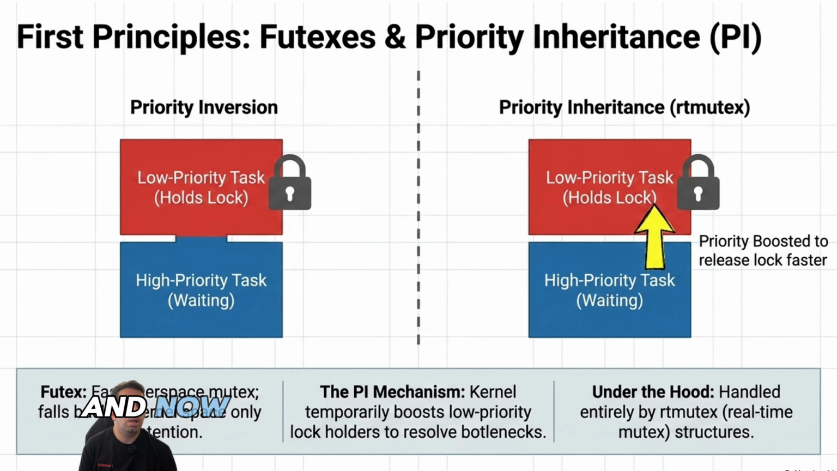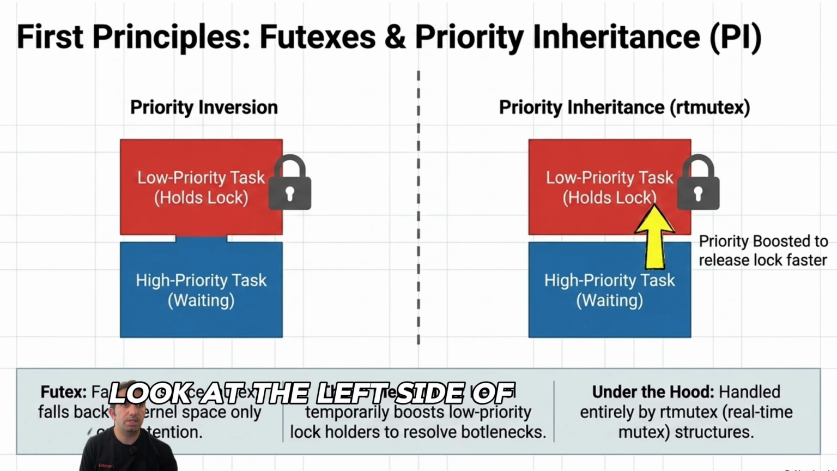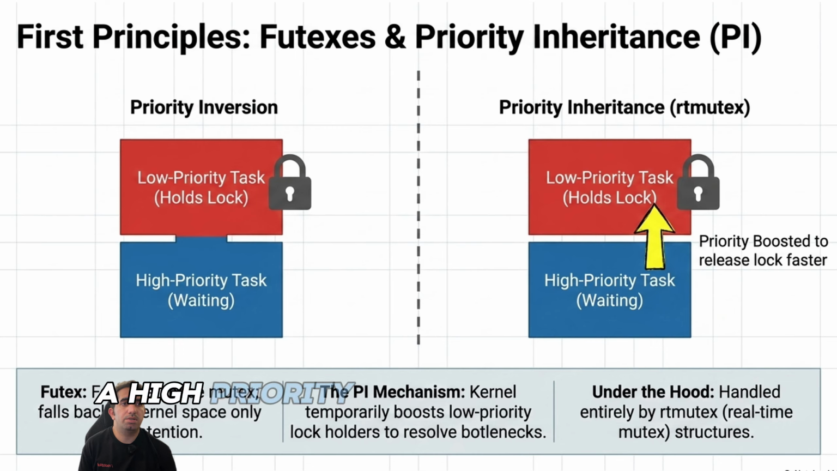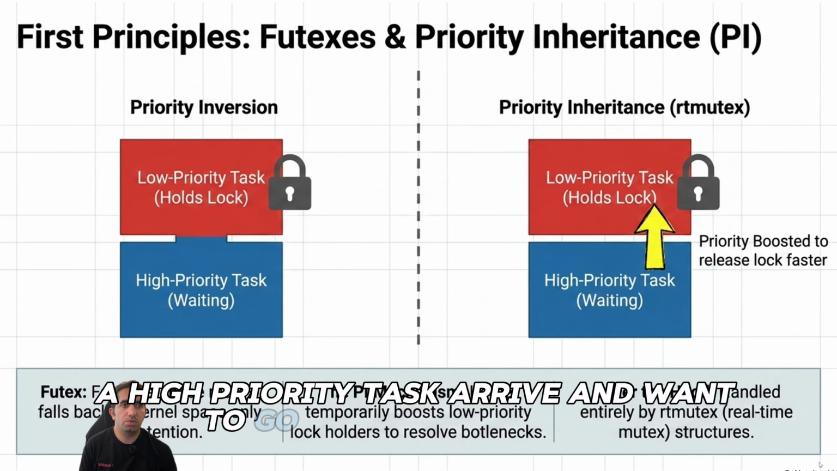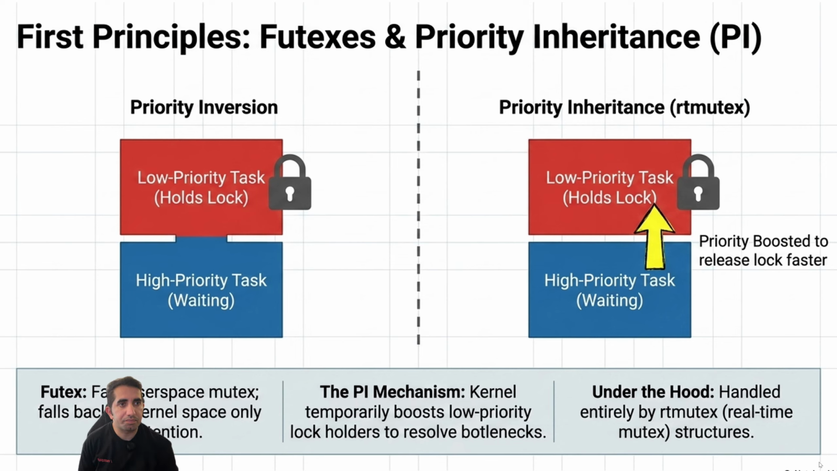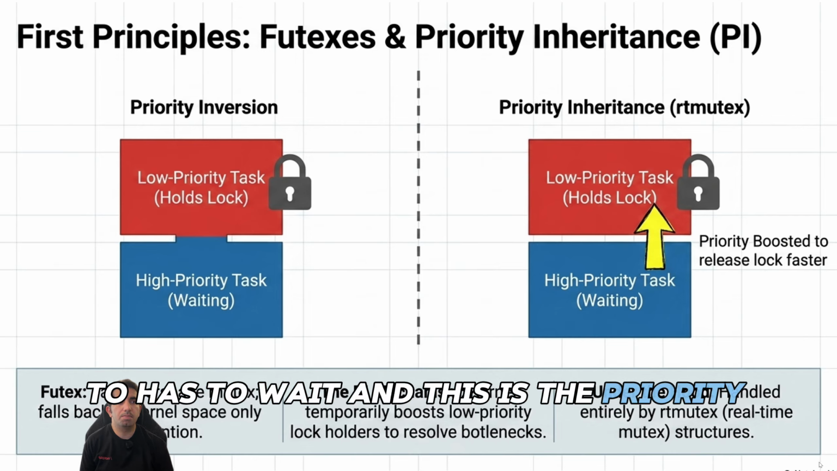And now, what is priority inversion? Look at the left side of the slide diagram. Suppose we have a low priority task holding a lock. A high priority task arrives and wants to get that same lock. So the high priority task has to wait, and this is the priority bottleneck.